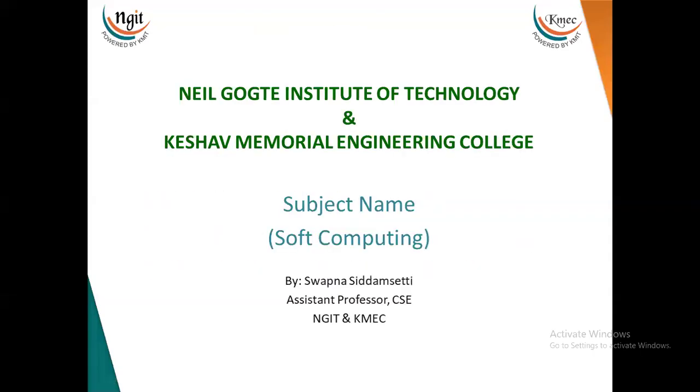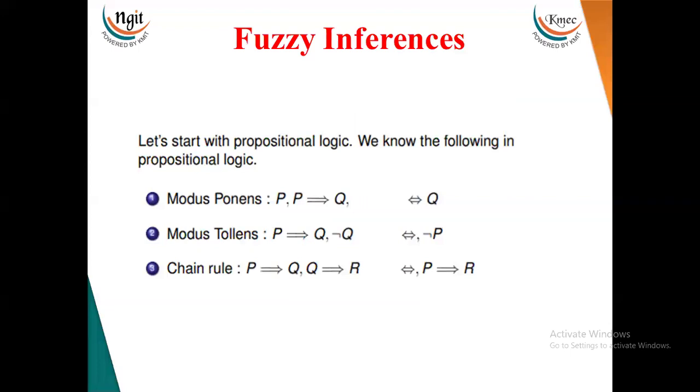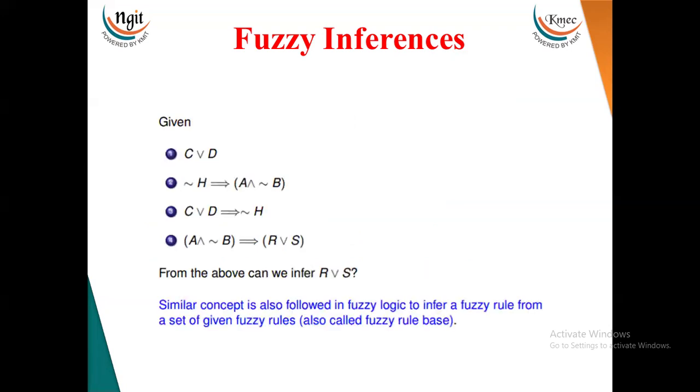Hello students, in this video you're going to learn about fuzzy inferences. The basic fuzzy inferences are modus ponens, modus tollens and chain rule. So what are these rules? How are you going to derive the conclusion from the given predicates?